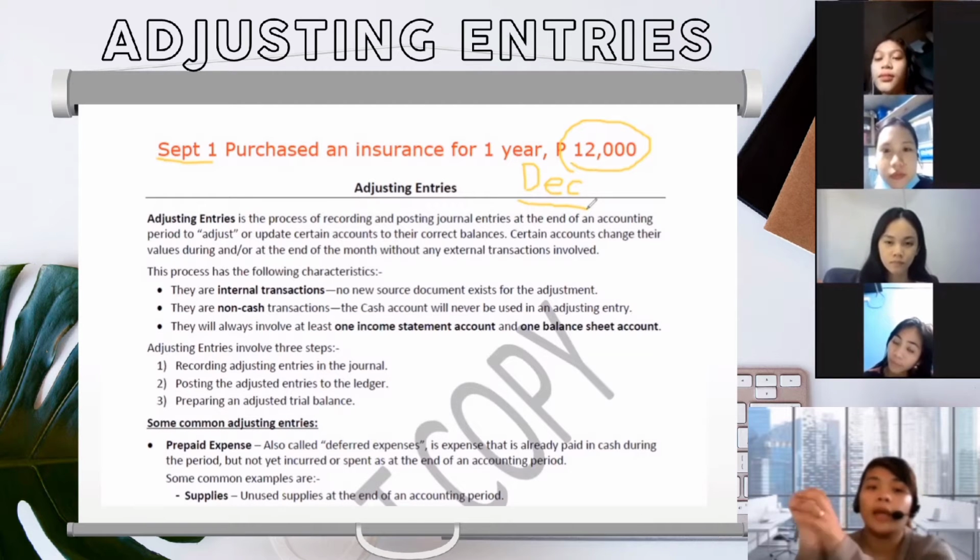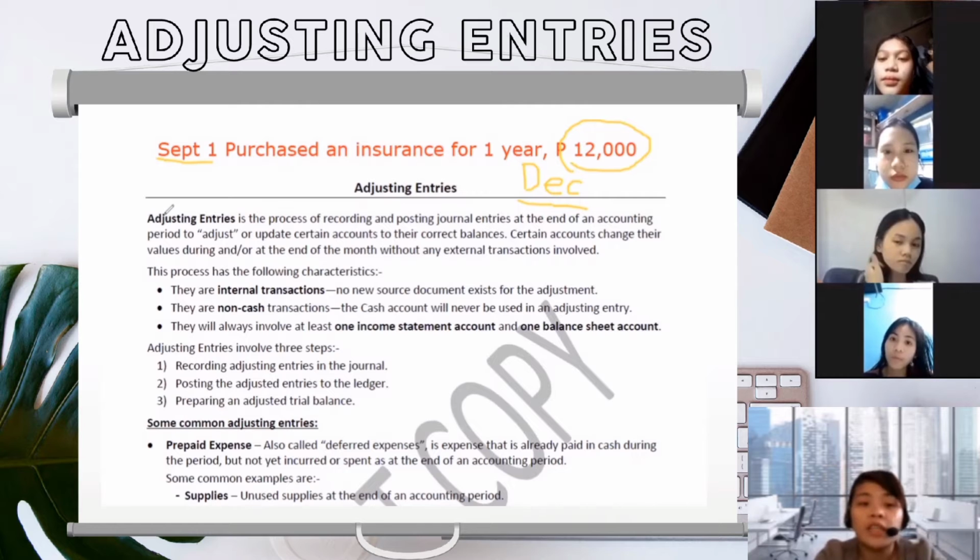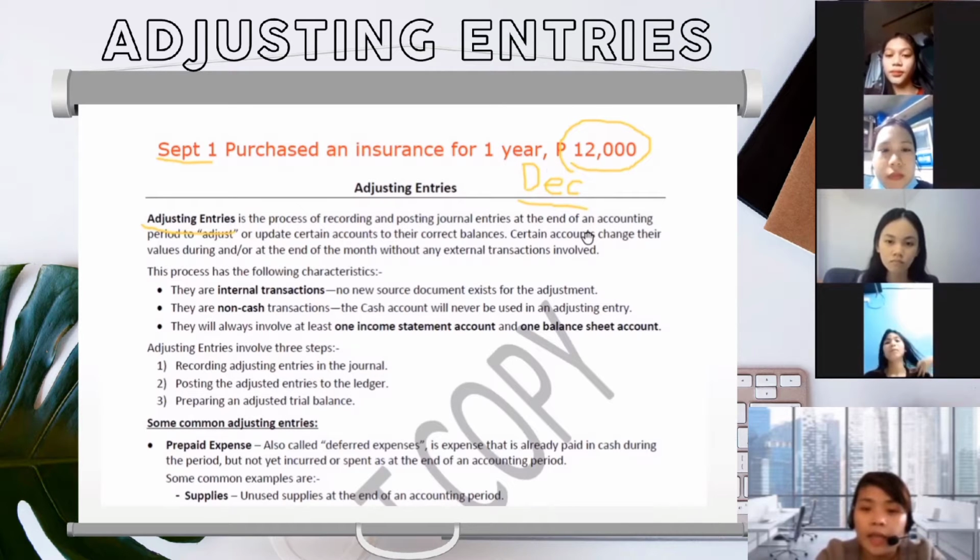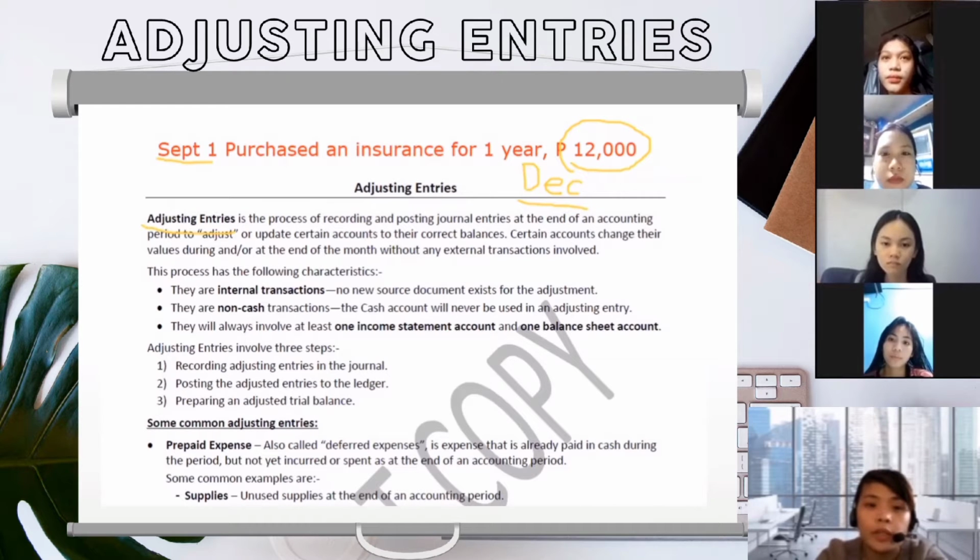So, that is why we have adjusting entries, okay? We have a transaction like this in our journal entry, and then at the end of the accounting period, we have to update. We need to update that 4 months were used of the insurance we purchased.